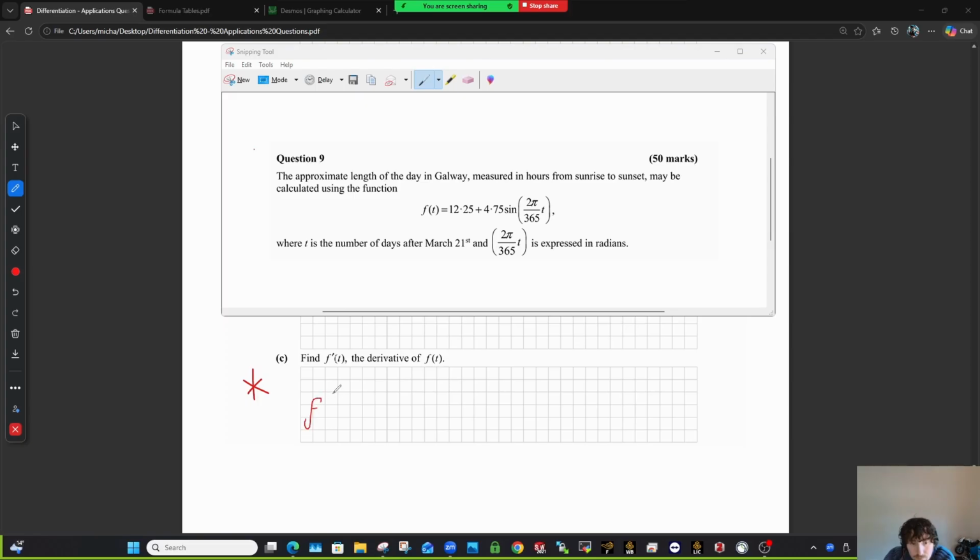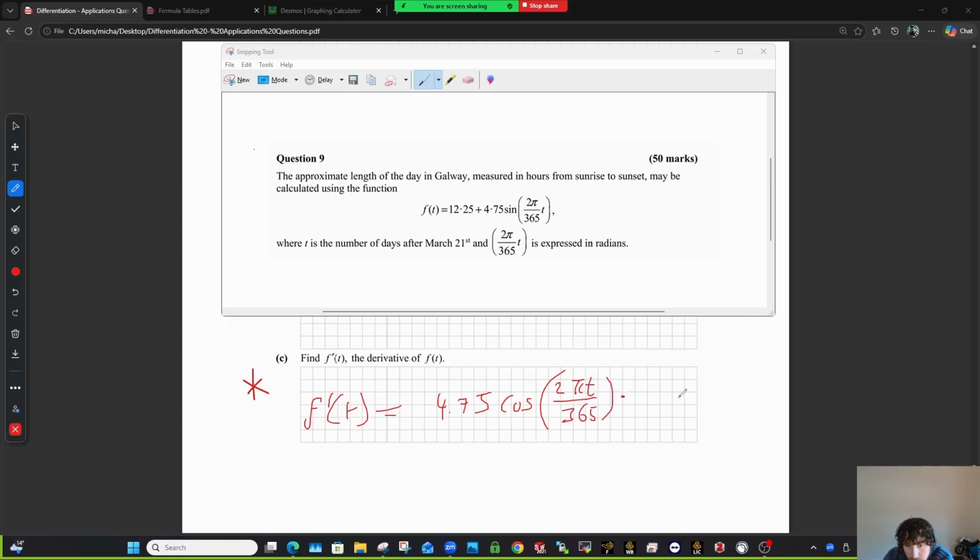Anyway, f dash t. Give it a go there, everyone. So the derivative of this goes to 0, and then we have 4.75 that doesn't do anything, it's just going to be there before and after. Sine goes to cosine, and the inside stays exactly the same.